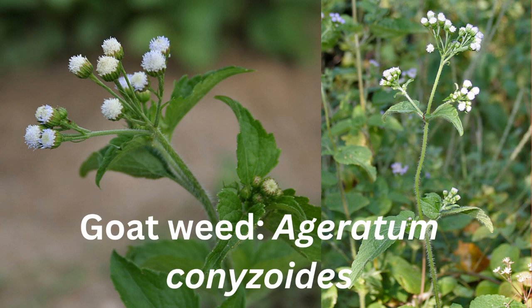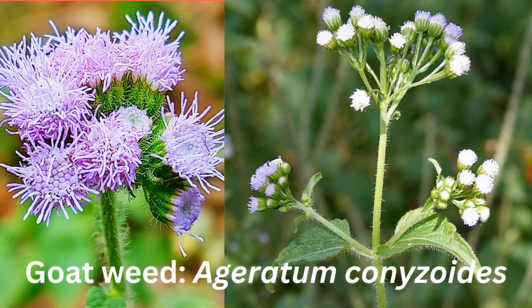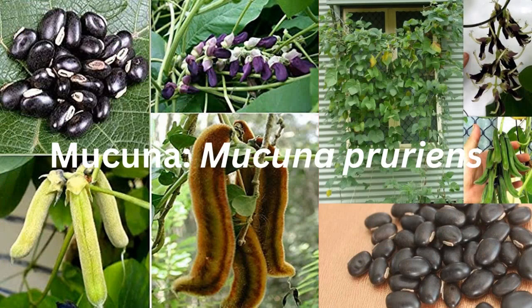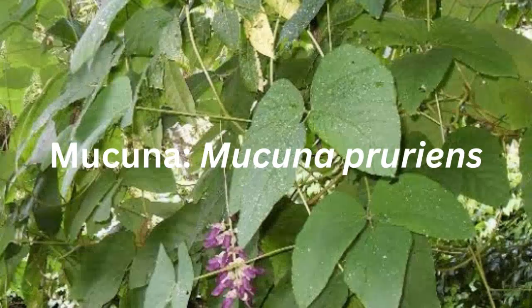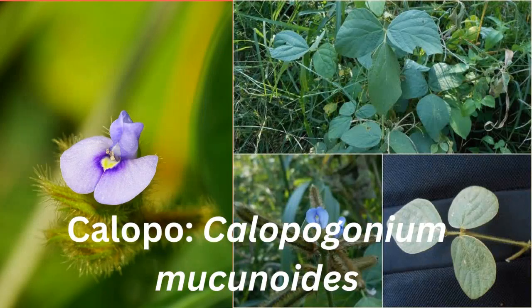Now, goat weed, we have Ageratum conyzoides. Take note of the flower, the way the flower is on the topmost part of the plant. Now the next one we have is Mucuna pruriens. It is also referred to as velvet beans, or you can also call it devil's beans, because the seed is very itchy once it touches the skin. It is not the leaves that are itchy, it is the seed that is itchy when it touches the skin.